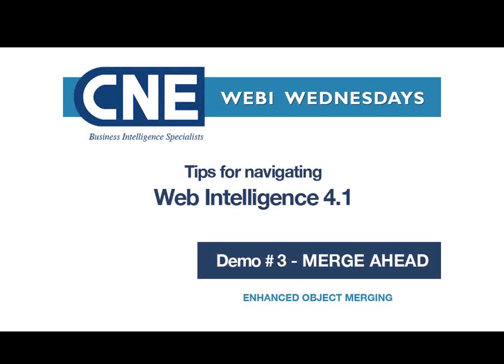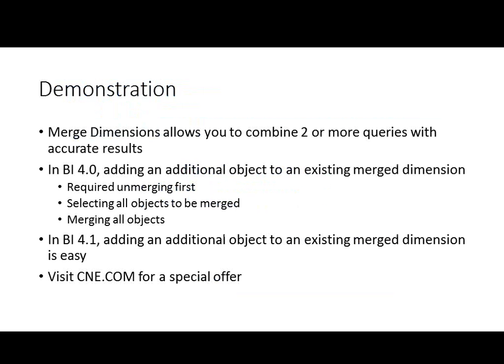Our current demonstration, number 3, is called Merge Ahead, and we're going to talk about enhanced object merging. Object merging is where we actually pull data from several different queries, which may be several different underlying databases, and combine that data based on a common dimension. Not a common fact, but certainly a common dimension.